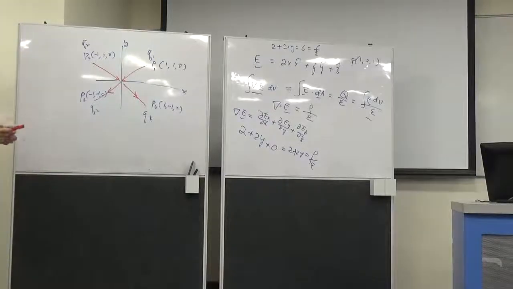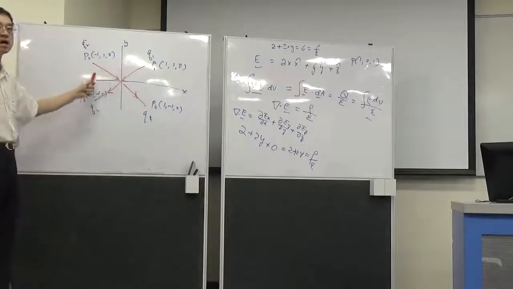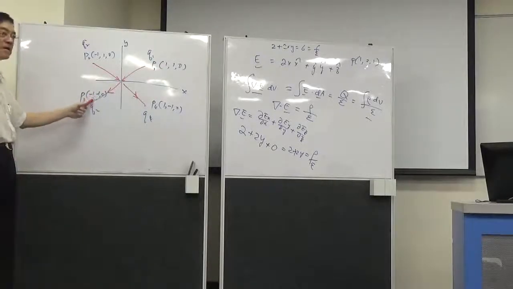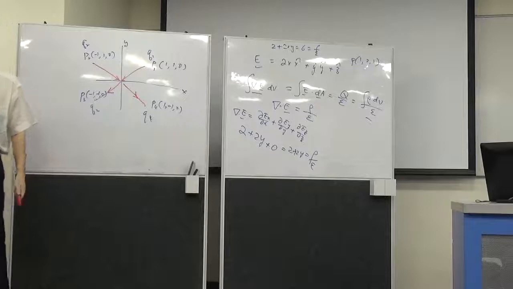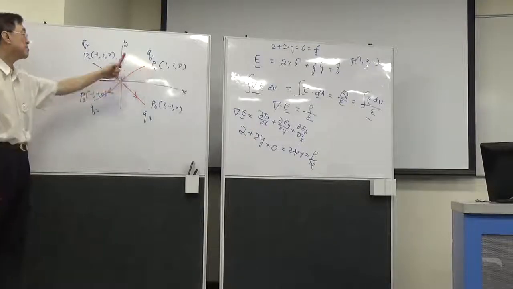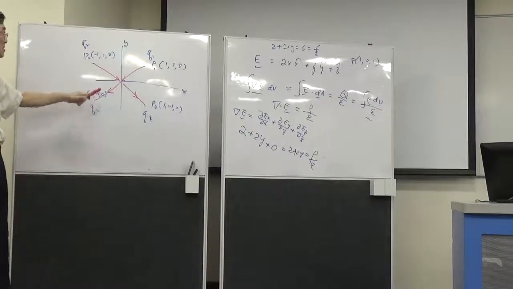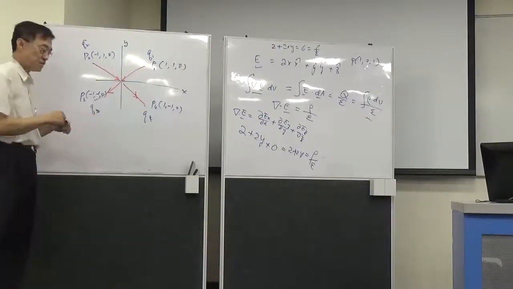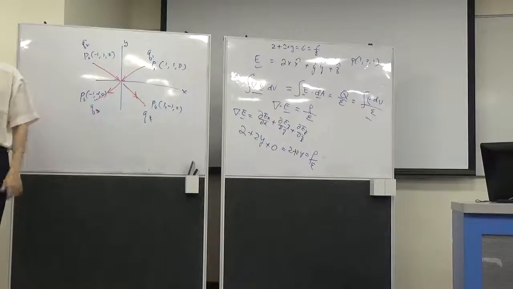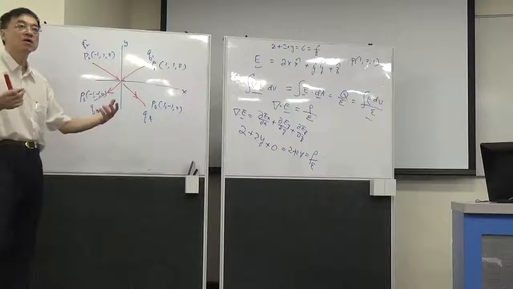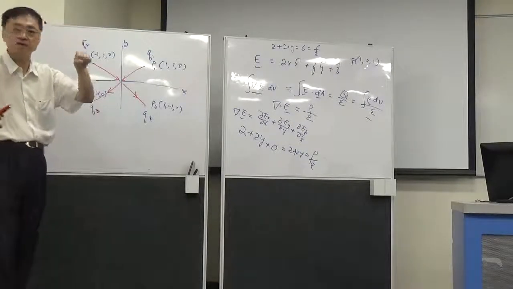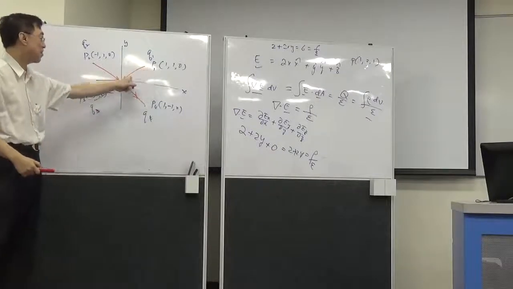Now, these are the four corners of a rectangle: (1, 1), (-1, 1), (-1, -1), (1, -1). Okay, Q1 is positive, Q2 is positive, Q3 is negative and Q4 is negative. Electric field comes out from a positive charge and terminates on a negative charge, right? So the electric field will be pointing this way.